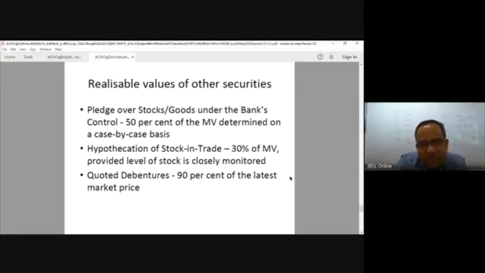Stocks booked as stocks in goods under bank control. Now, these are kind of stock pledging. If the stocks are pledged, a pledge over stocks in goods which is under the bank control, 50% of the market value. Now, it never happens. Banks don't keep the keys of the stores of customers, right? That is what originally used to happen. So here it doesn't happen under these circumstances.